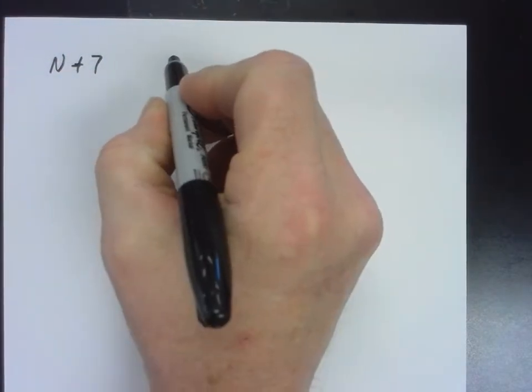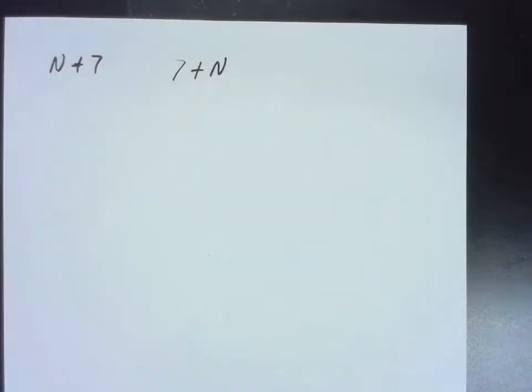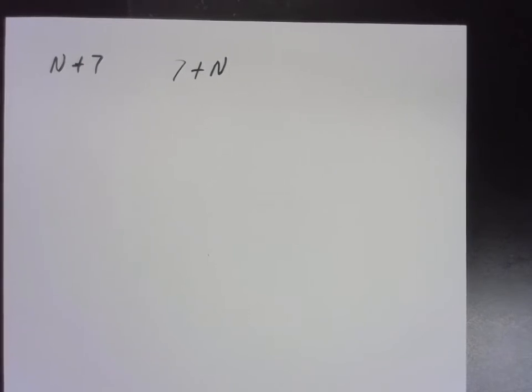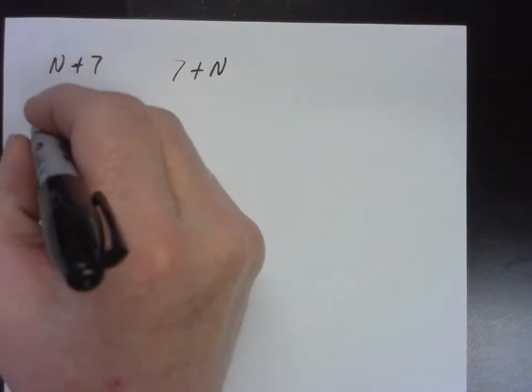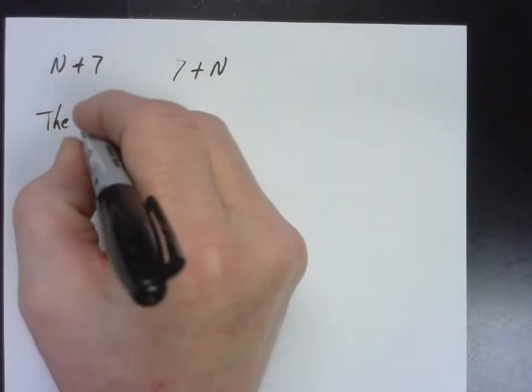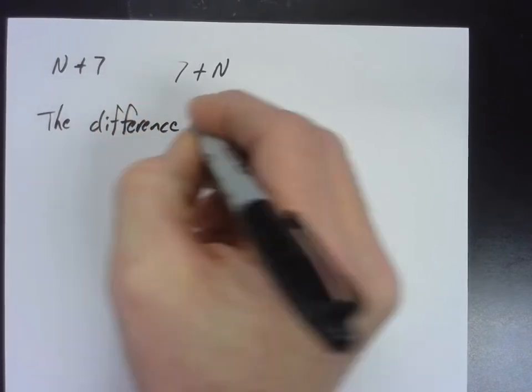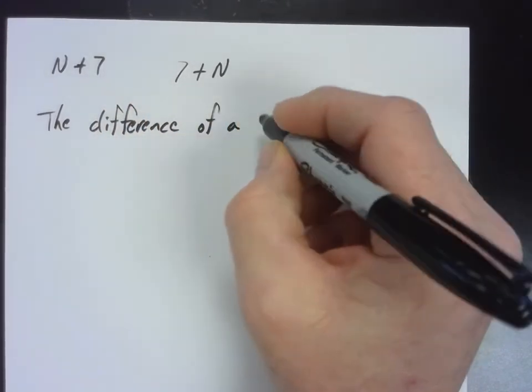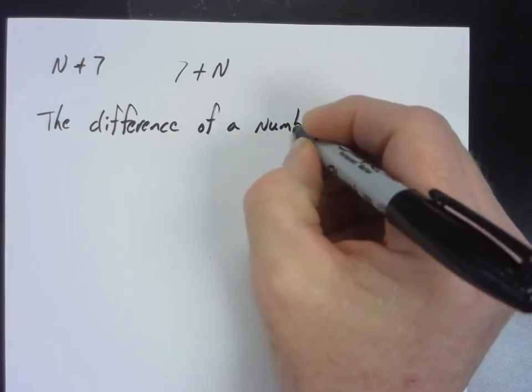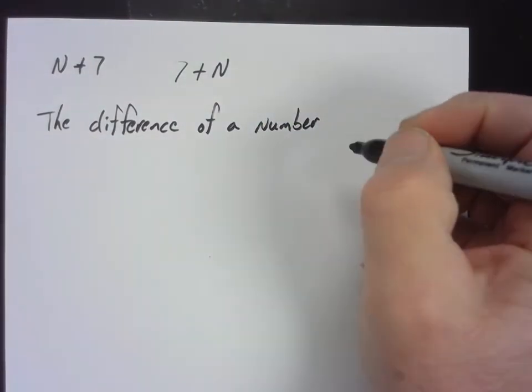Could it also look like this? Would it make a difference? Wouldn't make a difference, would it? When we're adding, does the order matter? No. Commutative property tells us it doesn't matter. However, if it said the difference of a number.